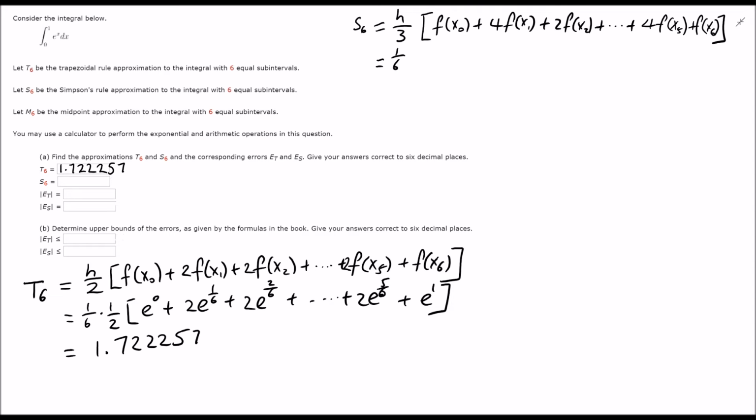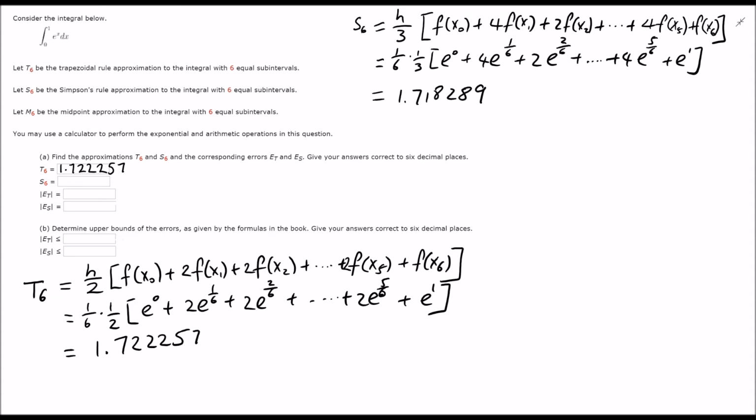And the width is still 1 over 6, times 1/3, and f(x0) is e to the 0, f(x1) is e to the 1 over 6, and then we just evaluate the function f as e to the x. And if we put the last line into our calculator, we would get 1.718289 to 6 decimal places.